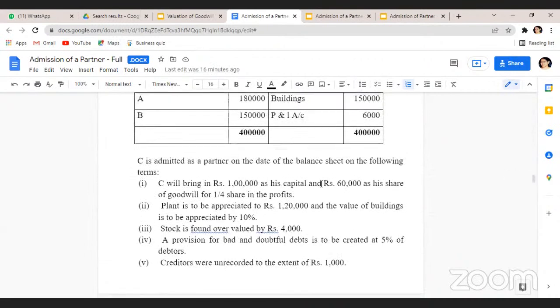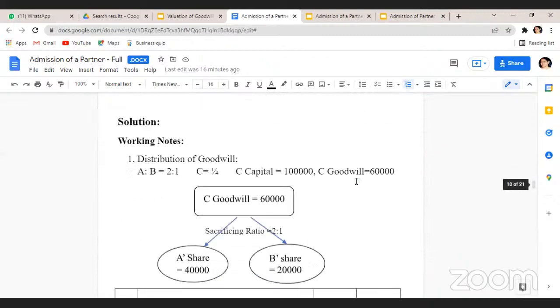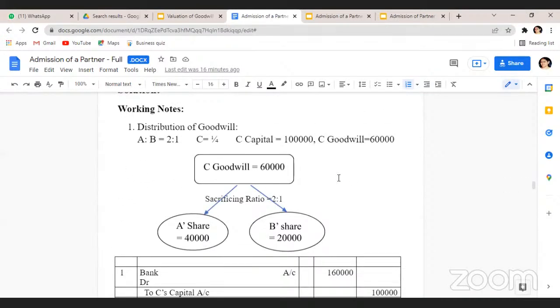Now what are we supposed to do? We are supposed to distribute the goodwill. Whatever goodwill is brought by the new partner is to be distributed among the old partners, in the sacrificing ratio. See now, distribution of goodwill. A and B share 2:1, C's share is 1/4. C's capital is 1 lakh and C's goodwill is 60,000. This is the information given in the question.